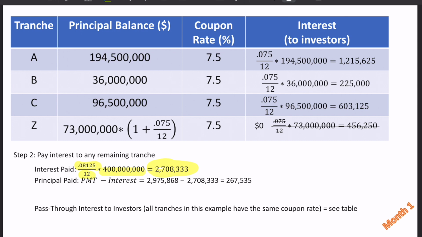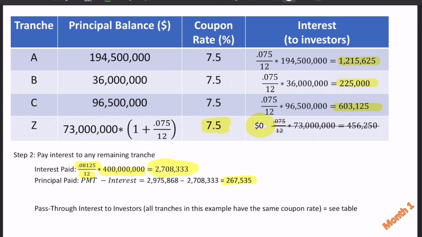Now principal, we're going to do the payment minus the interest. And again, that number is also the same. What's changing is actually what's up above in this table. So first, Tranche A is receiving their regular interest payment. Tranche B is receiving their regular interest payment. Same with C. But Z is going to get $0 in interest.